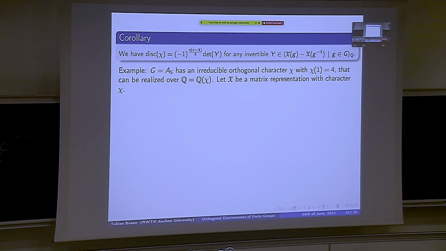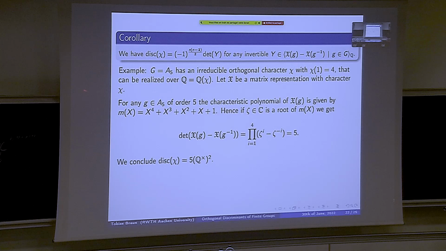And for that, we take a matrix representation X with this character, which you can actually construct from the permutation representation. Now the idea is, if you take any group element g of order 5 in the alternating group on 5 elements, the characteristic polynomial of X(g) must be given by the 5th cyclotomic polynomial. The reason simply being, it has order 5, and we have a rational matrix, so its characteristic polynomial must lie over the rational field and has to divide x^5 minus 1, because the order of this element is 5.